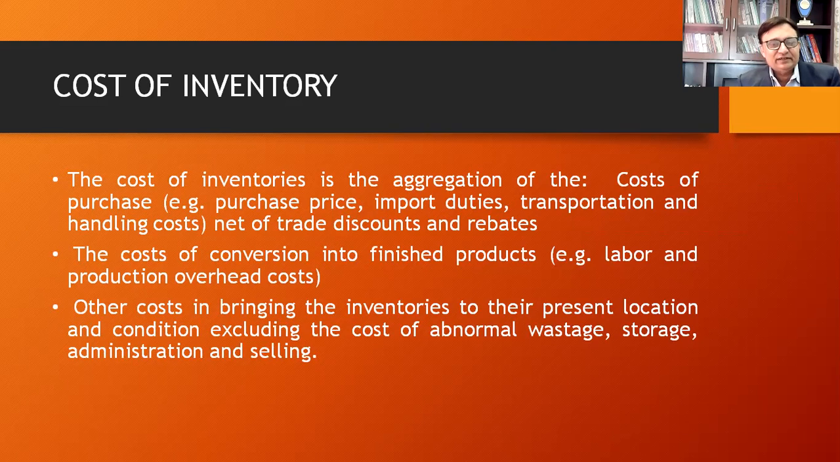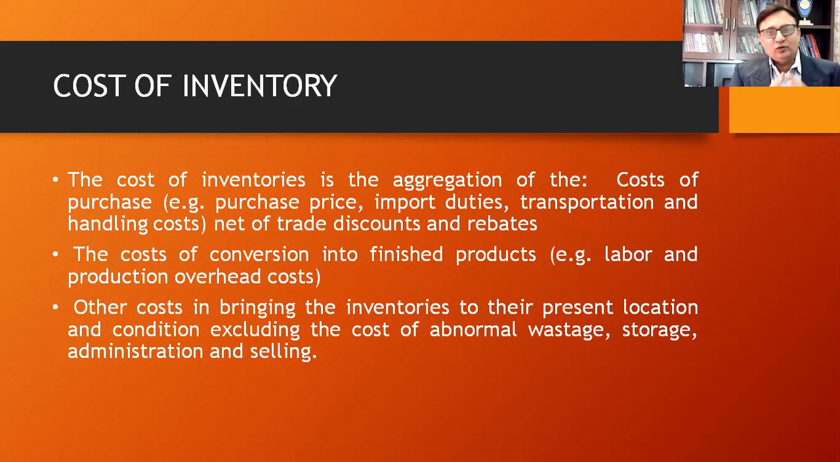Secondly, it will include cost of conversion into finished goods. For example, you have purchased the things in the raw material format, then you have to convert into the finished goods. So whatever the amount of labor and production overhead cost needs to be spent upon that, that will also be included. And similarly, there may be certain other costs in bringing the inventories to the present location and condition, excluding the cost of abnormal waste, storage, administration, and selling. So all these costs, cost of abnormal wastage, storage, administration, and selling and distribution costs, will not be part of the total cost of inventory.